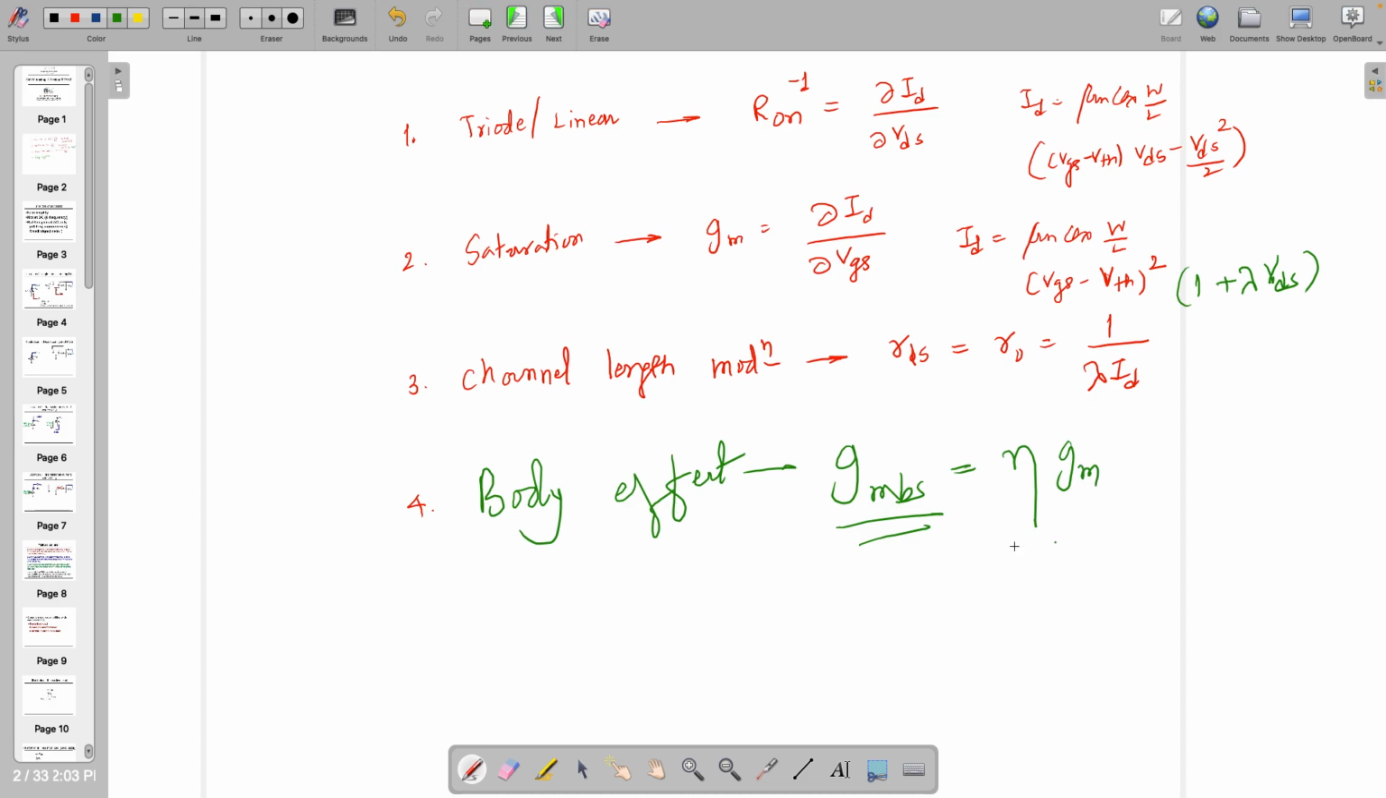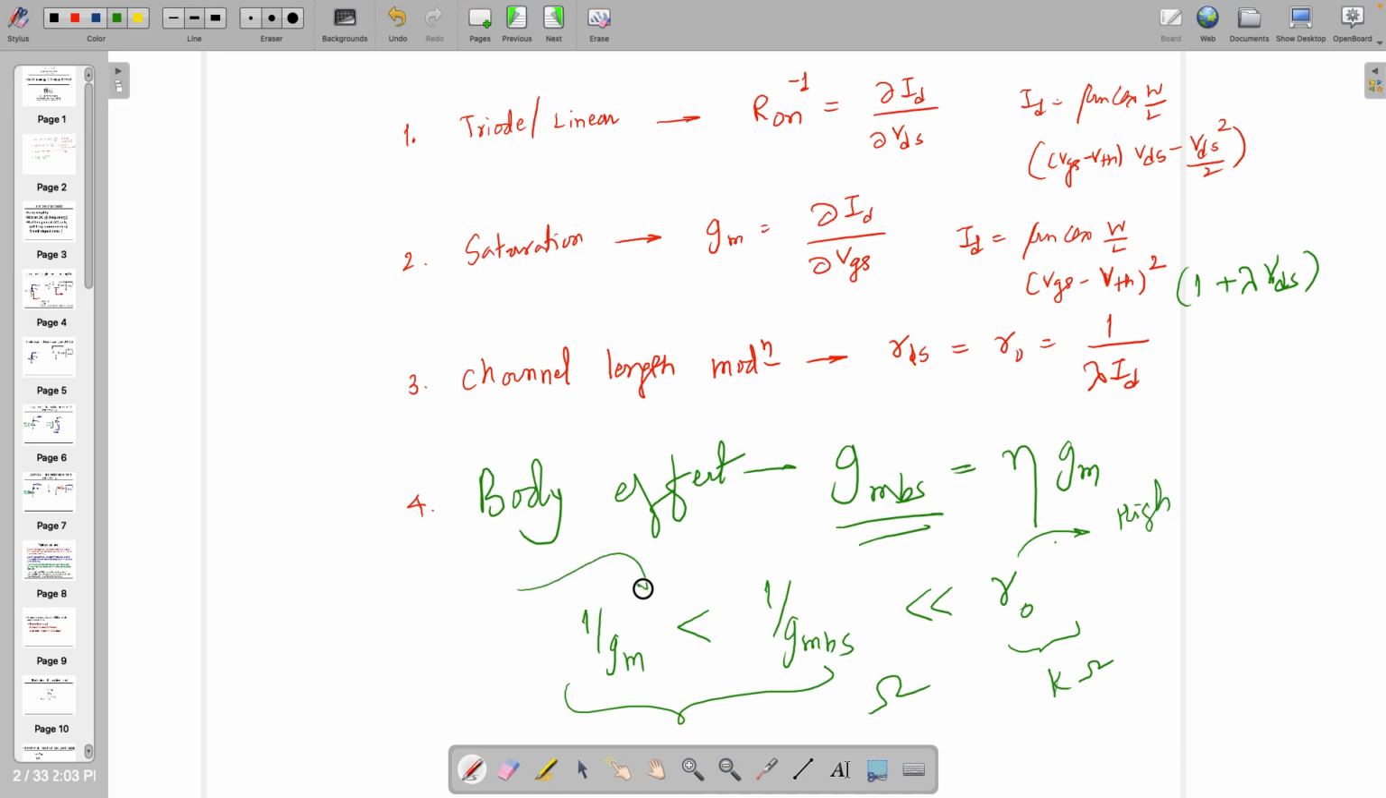So in that case, 1 by GM is actually the smallest one, and 1 by GMBS is the second smallest one, and then comes the next. So this is the relation. These are generally in ohms, and this is in kilo ohms. That's how it becomes the high impedance category, and this goes in the low impedance category. So this is what we studied in the previous device understanding chapter.